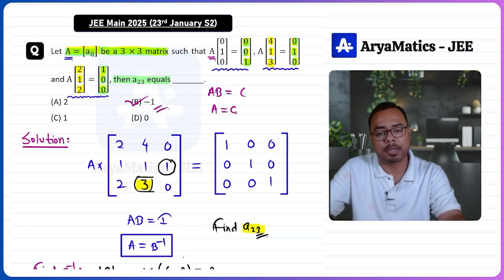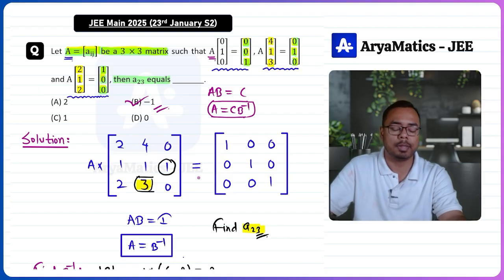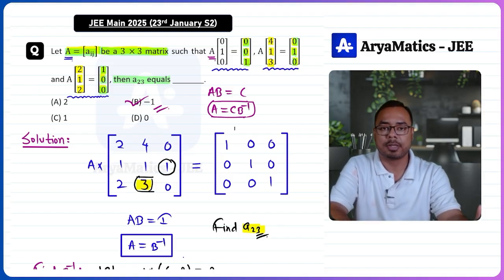Then multiply both sides by the inverse of matrix B. So matrix A will be nothing but C into B inverse. And sometimes there are determinant related problems, like find the determinant of matrix A. Then you can take the determinant on both sides and from there you can calculate these things. So it is an important concept and you should know how to combine these matrix equations.